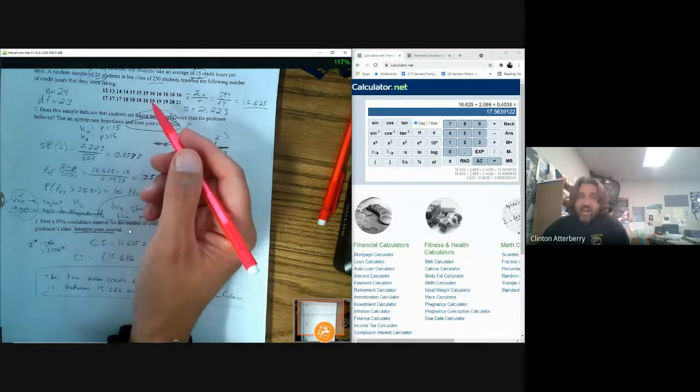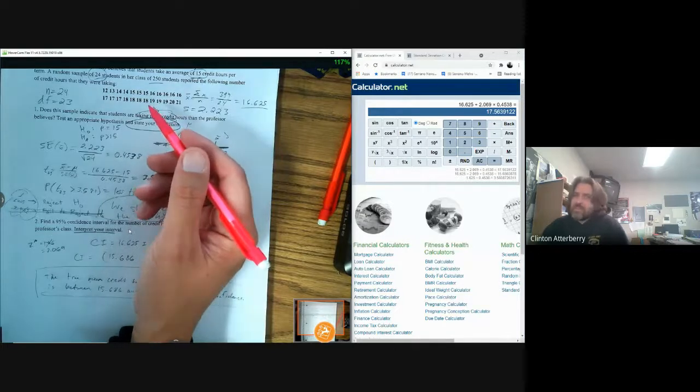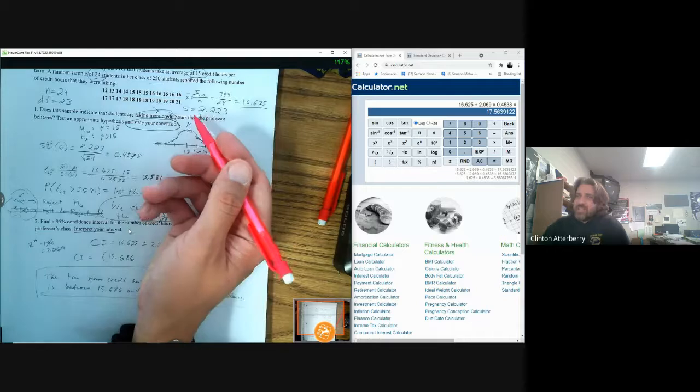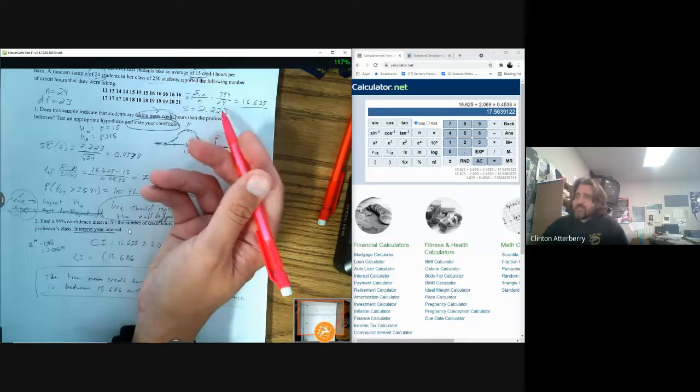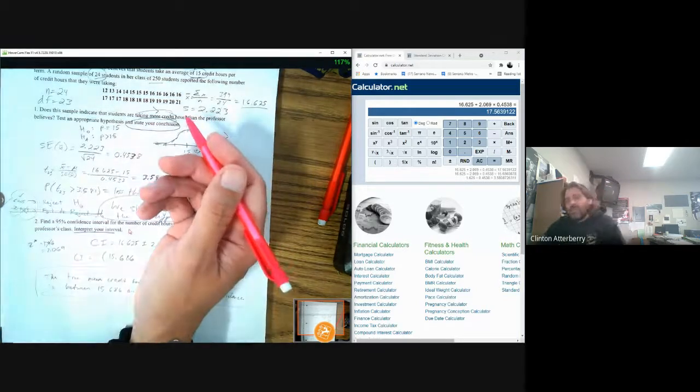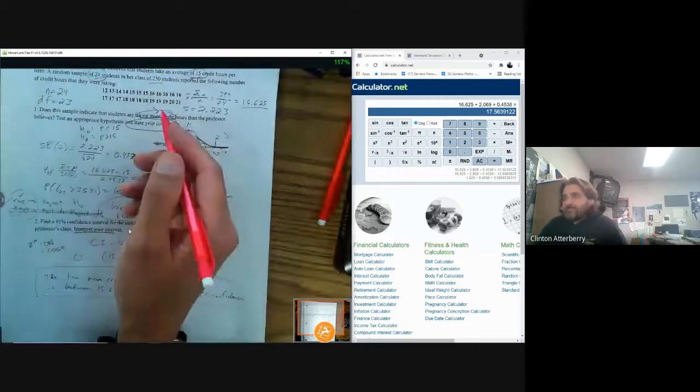If we got a number like 5 or like 23 or 30, it would probably throw us off a little bit. And this standard deviation kind of tells us that it's going to be closer to 16, plus or minus about 2 or 3.